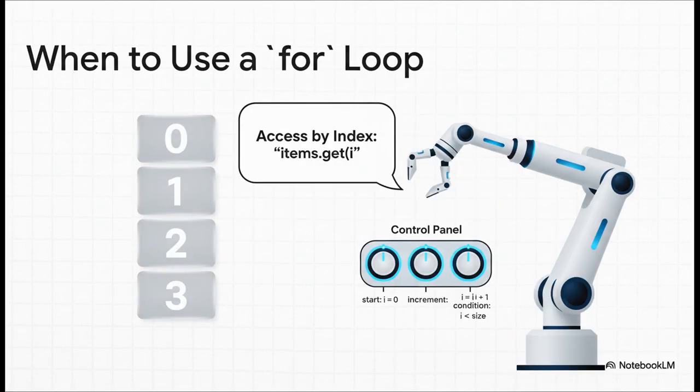So if for each is the easy, automatic way to loop, the classic for loop is like driving a manual transmission. It gives you total control. It's what you reach for when you absolutely have to manage the iteration yourself, especially when you need to know the index of the item you're on.